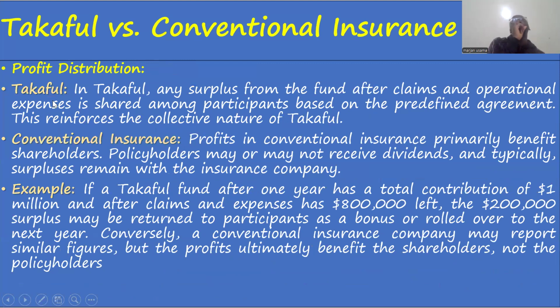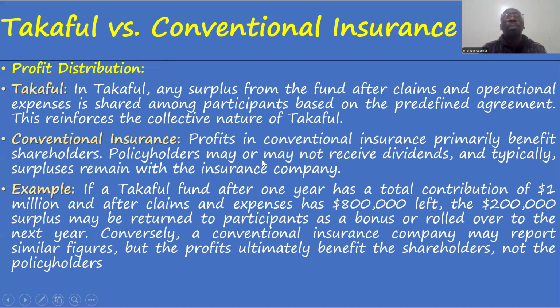Number two, profit distribution. In takaful, any surplus from the fund after claims and operational expenses is shared among participants based on the predefined agreement. So in takaful, for example, if you are 5 people and we have like $100 in our takaful fund, and one of us gets a problem, from the $100, maybe we can use $50 to help our brother. Then the other 50, we are going to divide among ourselves. Or the other 50, you can decide to invest it, and if there are profits, we divide or share the profits based on agreed terms.